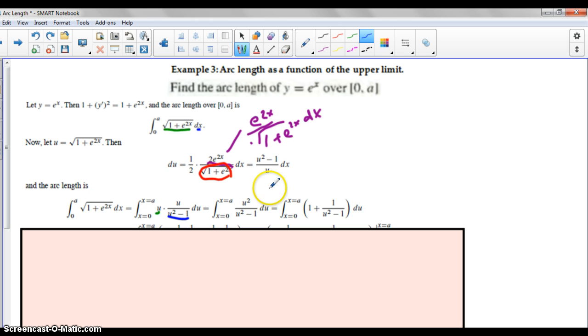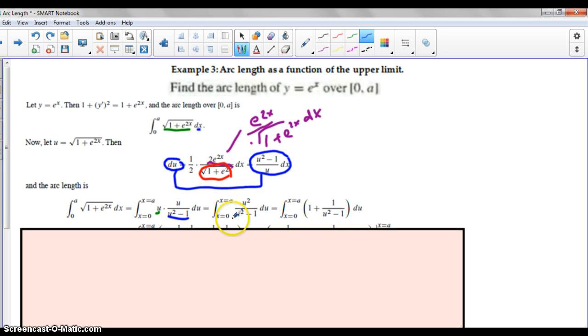And that comes from taking du equals u squared minus 1 over u dx, and solving for dx. To get dx by itself, we invert the fraction, and we get dx equals u over u squared minus 1 du. You see that? Just these blue terms right here. We're inverting it, multiplying both of the blue terms by u over u squared minus 1.